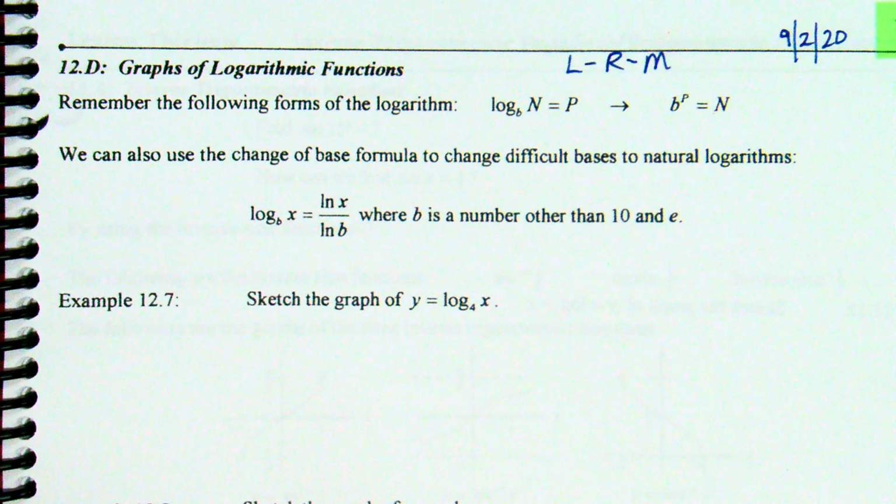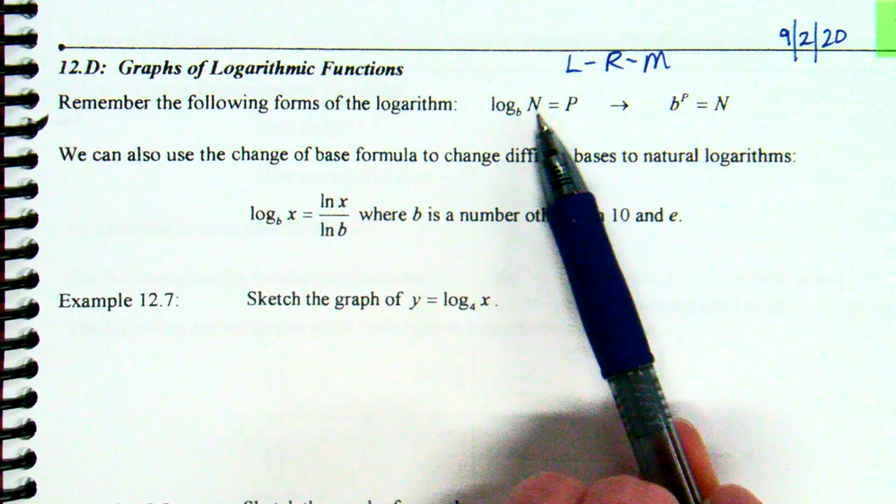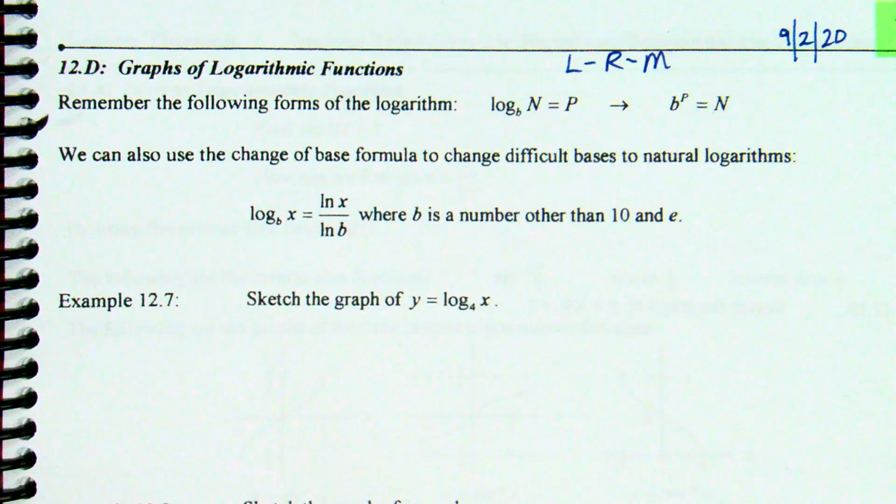There's the log form, there's the exponent form. Left, right, middle is how you get from log form to exponent form. The left base raised to the right equals the middle. So it's left, right, middle. So b to the p equals n. And that's just getting from log form to exponent form. Doesn't exactly work going backwards. You have to rethink it, undo it in a way to go backwards.